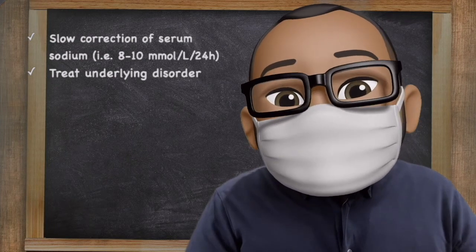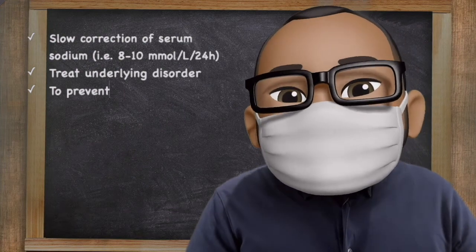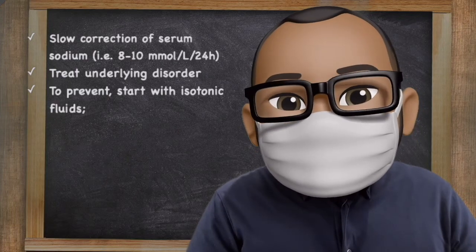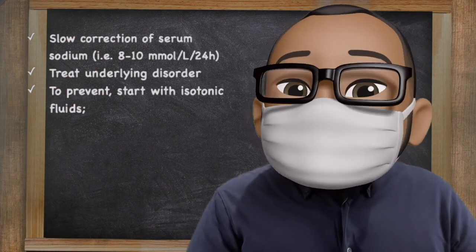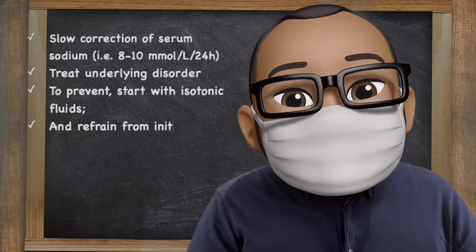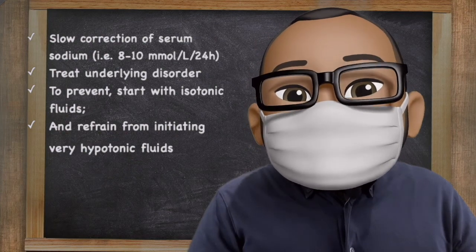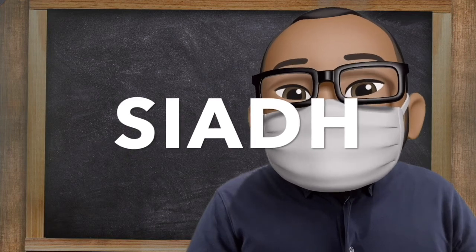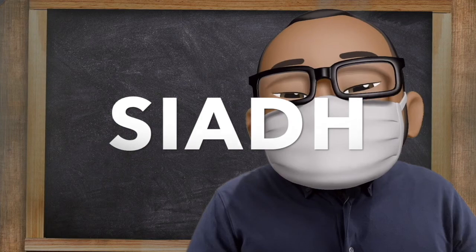And to prevent the development of hyponatremia, it is prudent to start with isotonic fluids regardless of the etiology of your patient. And refrain from initiating very hypotonic fluids like water, D5 IMB, D5 0.3 sodium chloride, especially in patients with SIADH or syndrome of inappropriately high antidiuretic hormone.